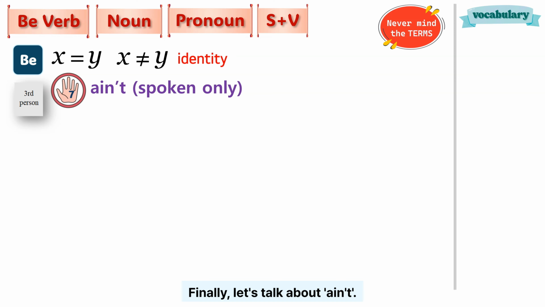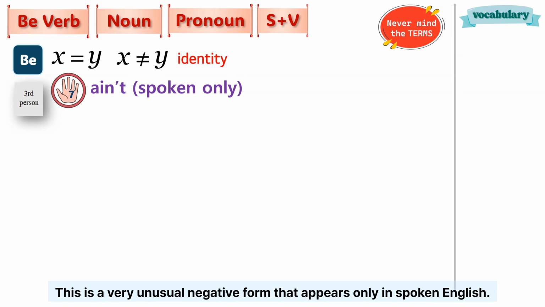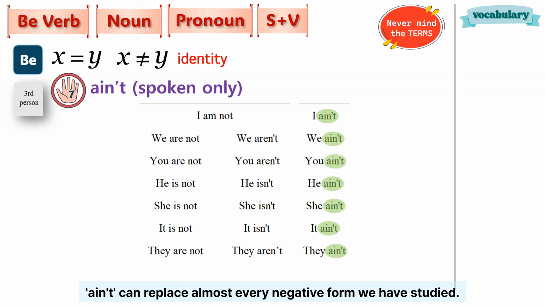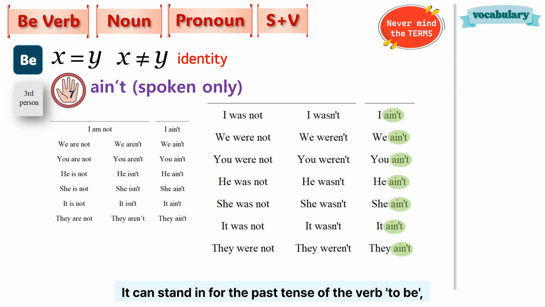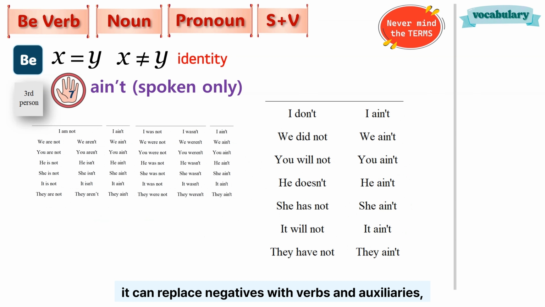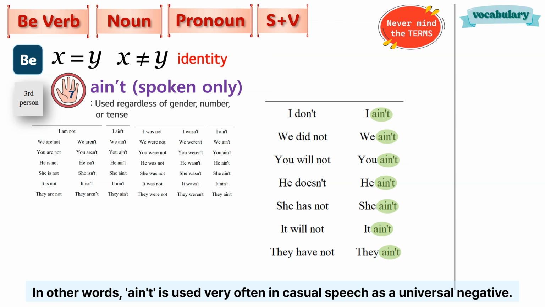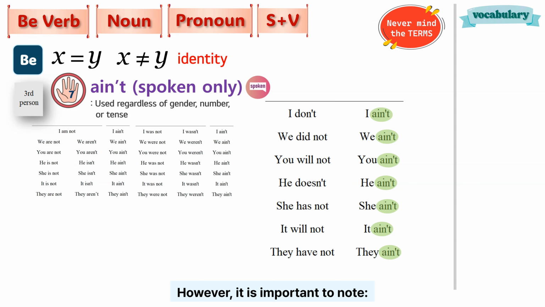Finally, let's talk about ain't. This is a very unusual negative form that appears only in spoken English. As you can see on the screen, ain't can replace almost every negative form we have studied. It can stand in for the past tense of the verb to be. It can replace negatives with verbs and auxiliaries. And it does this without changing its form, regardless of person, number, or tense. In other words, ain't is used very often in casual speech as a universal negative. However, it is important to note, unless you are in a very close informal relationship, you should avoid using it.